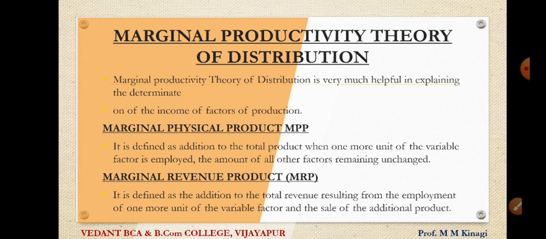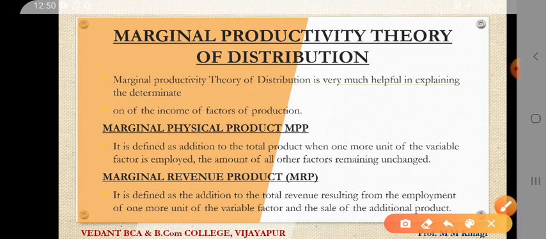Guys, I'm repeating once again, the marginal productivity theory is nothing but the addition made to the total product by employing one more unit of the factor of production, and keeping other factors constant. As I said, that's the land, or capital, and the organization will be fixed. Only labor is varying here. We are changing only labor here. So here, let's study in depth this particular presentation, the marginal productivity theory of distribution.